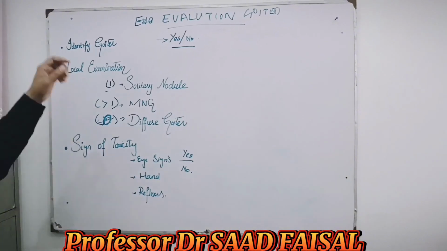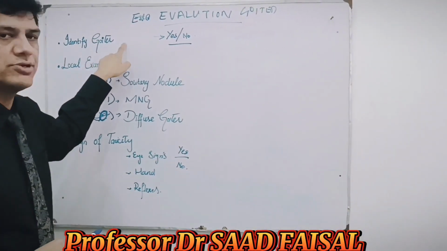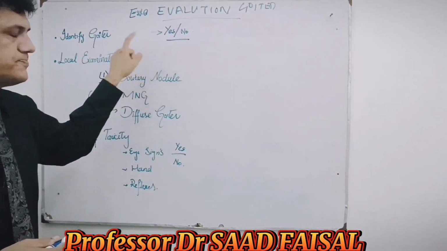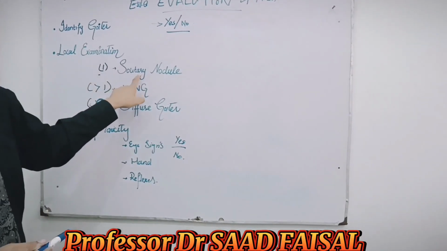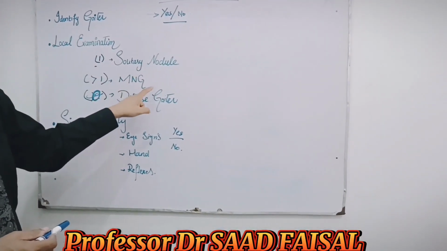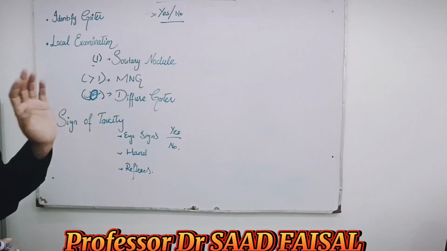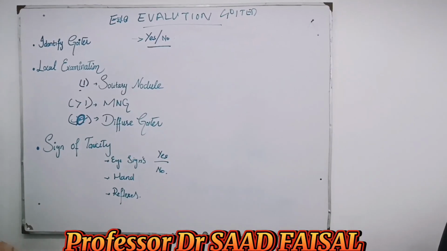Simple. Again, identify goiter. If it moves with deglutition, then it is goiter. Then local examination: if one nodule, solitary nodule. If more than one nodule, multinodular goiter. And if you palpate no nodule, then it is called diffuse goiter.